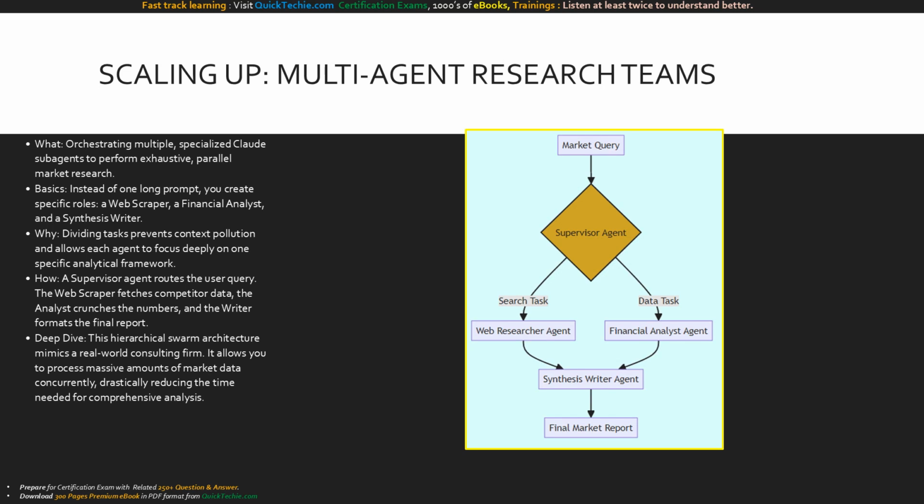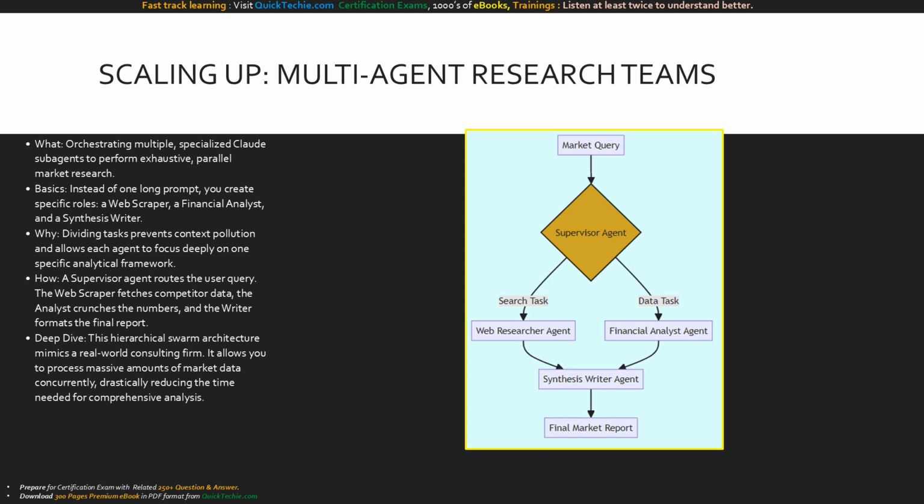As your market analysis needs grow, relying on a single chat prompt becomes inefficient. This is where we scale up using multi-agent research teams. Think of this as hiring a virtual consulting firm. Instead of asking one generalist AI to do everything, you orchestrate specialized sub-agents. You configure a web scraper agent dedicated solely to gathering competitor data, a financial analyst agent instructed strictly to crunch numbers, and a synthesis writer agent tasked with formatting the final report. Overseeing them is a supervisor agent that routes the workflow.